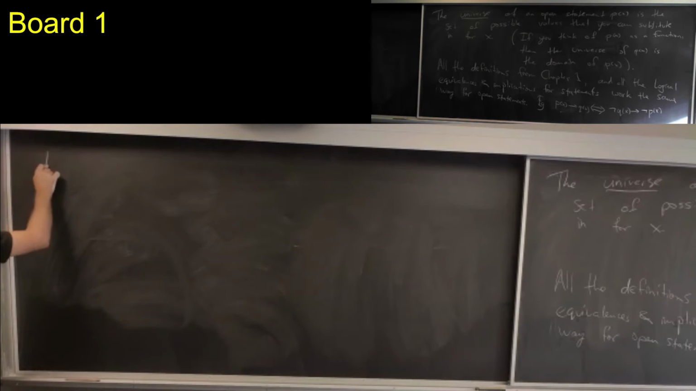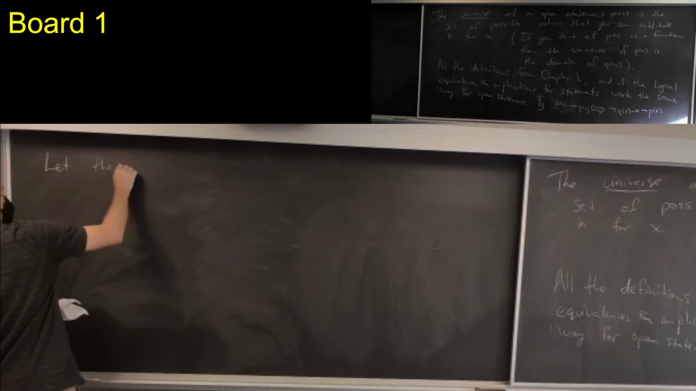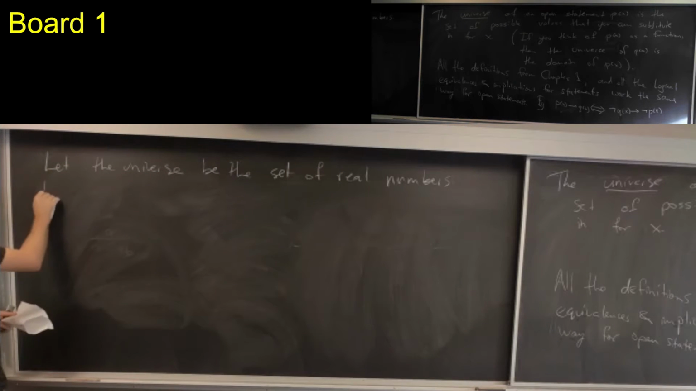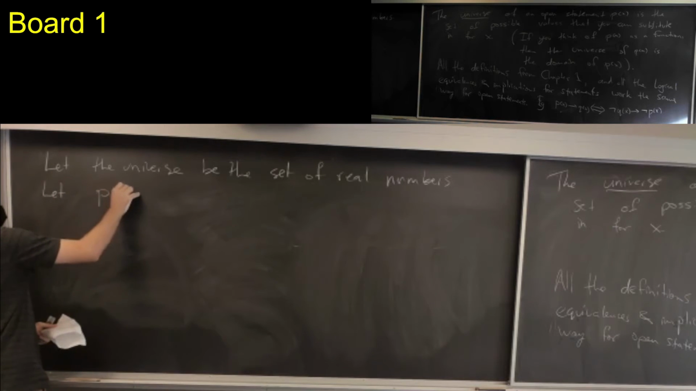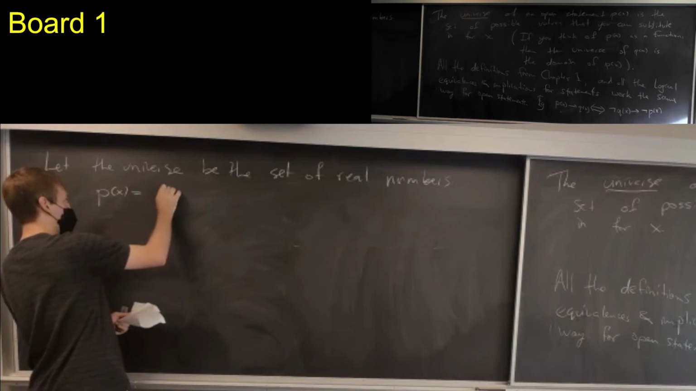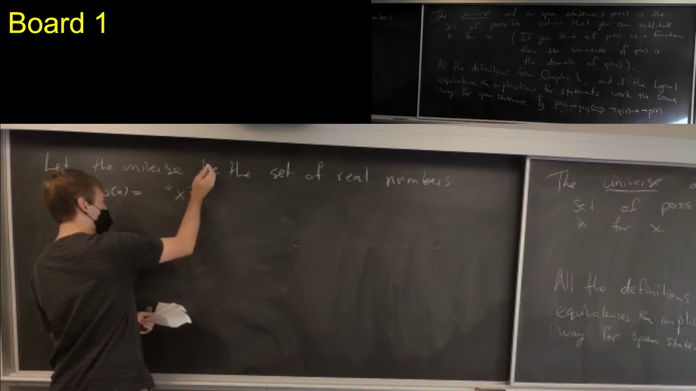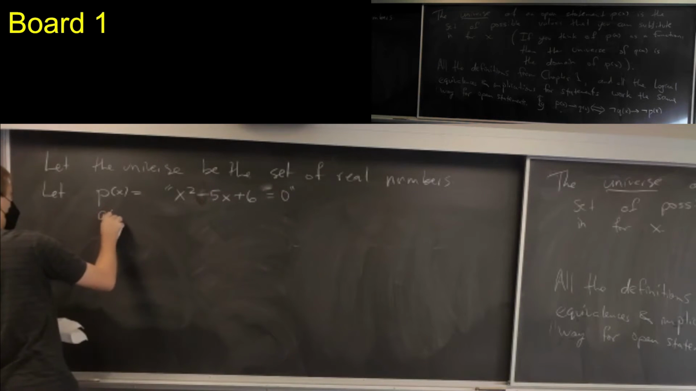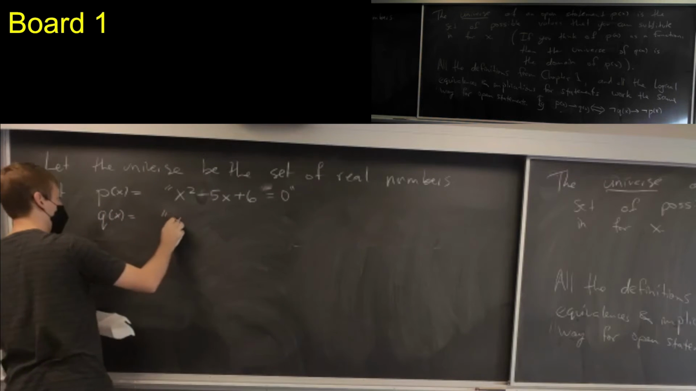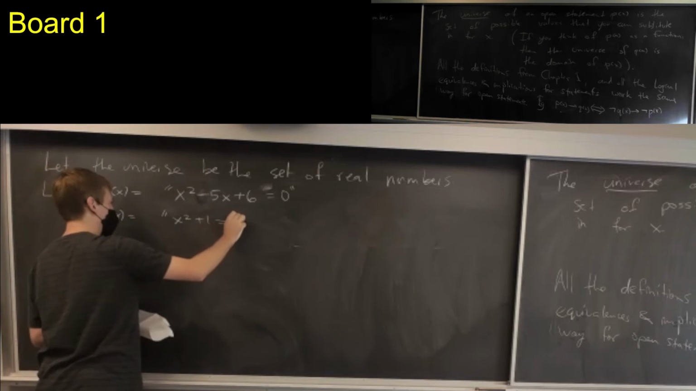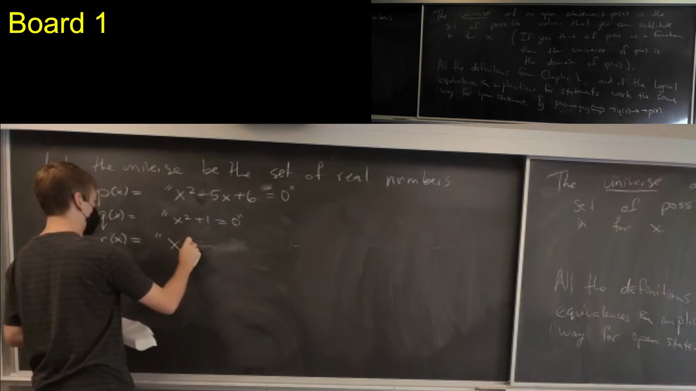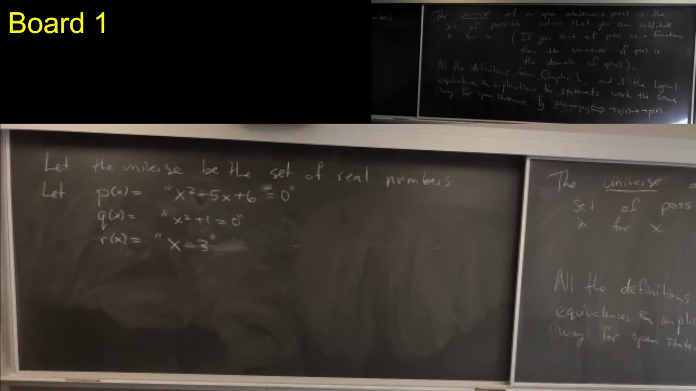Let the universe be the set of real numbers, and let P of x be the statement that x squared minus 5x plus 6 is 0. I'm going to let Q of x be the statement that x squared plus 1 is 0. And let's say R of x be the statement x equals 3. Okay? So let's try to work out the truth value of these statements.